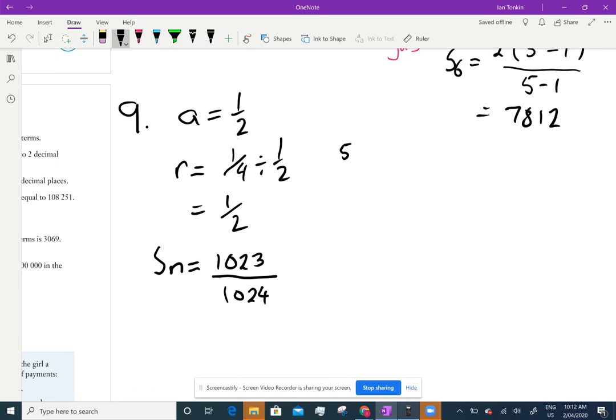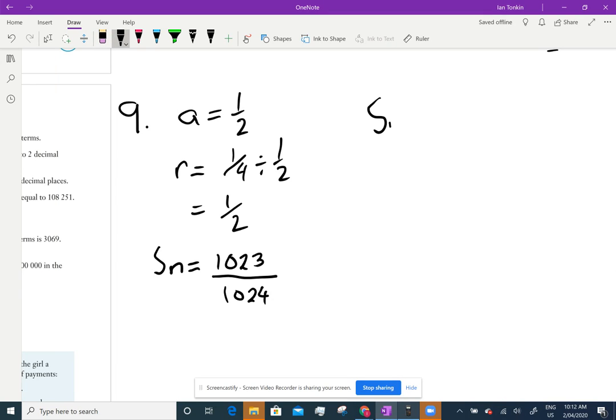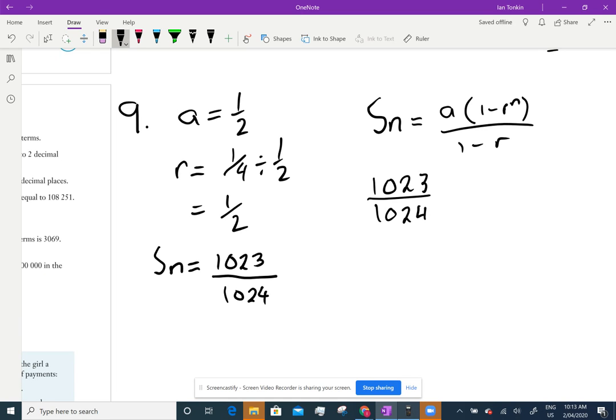So, going to use the second formula now. And you just swap the r and the 1. So S of n equals a(1 minus r to the n) on 1 minus r. That's the one we're going to use. So 1023 on 1024 equals a half, 1 minus a half to the power of n, which we don't know, over 1 minus a half.